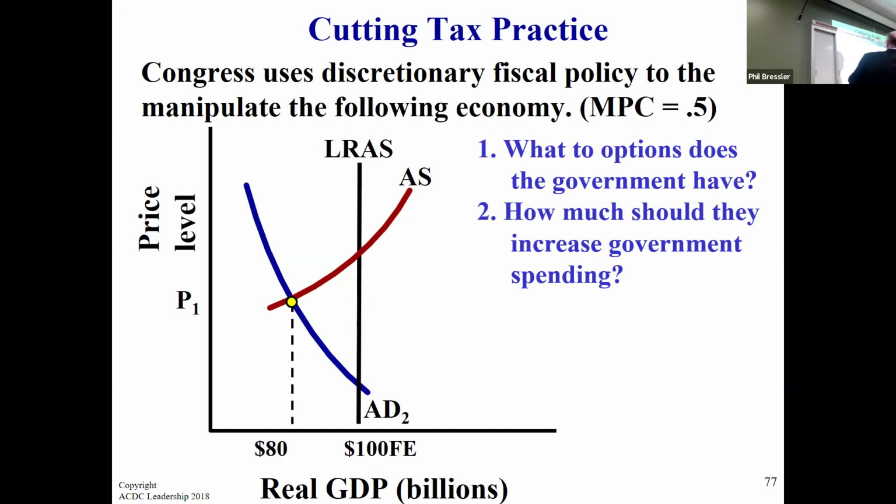Okay, it's two, right? The multiplier is 1/(1 minus MPC), which is 1/(1 minus 0.5), 1/0.5, so that's going to be 2. All right, so if the multiplier is 2, Jack, how big is the gap? 20 million. Do I want to increase or decrease by 20 million? Increase. Parker, if the multiplier is 2, how much does government have to spend to increase by 20 million?